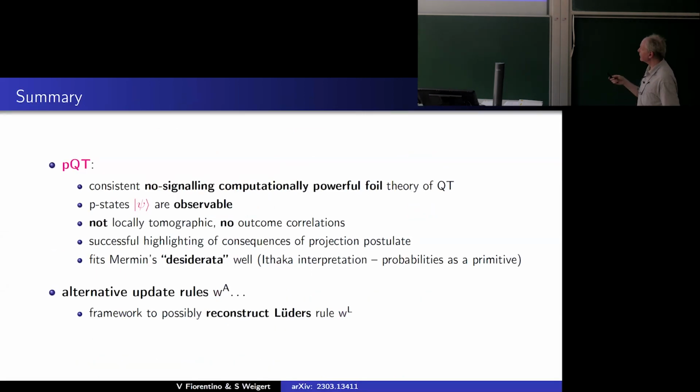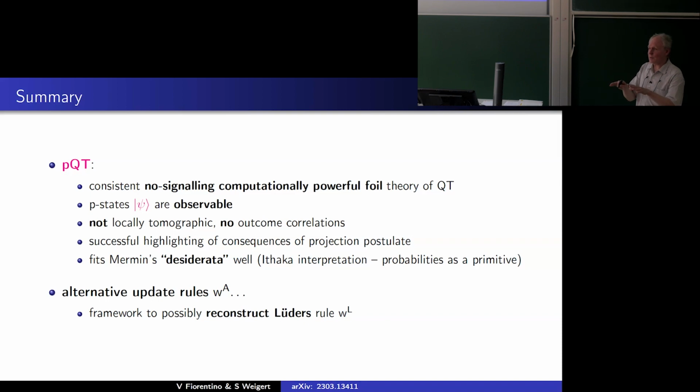Okay, summary. I said most of these things a number of times. So we have a consistent no signaling, computationally powerful foil theory of quantum mechanics. The p states are observable. There are various properties I mentioned before. Here's an interesting point. You might know this nice paper by Mermin, where he introduces the Ithaca interpretation of quantum mechanics, where he says what he would like from an interpretation. And passive quantum theory, funnily enough, ticks almost all the boxes, right?